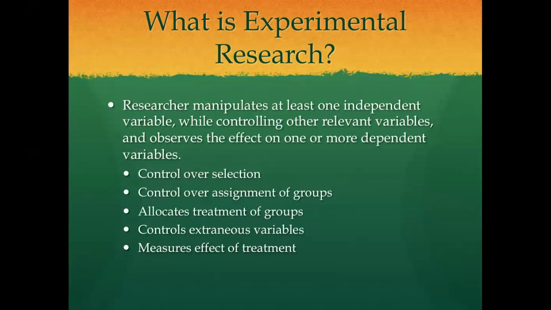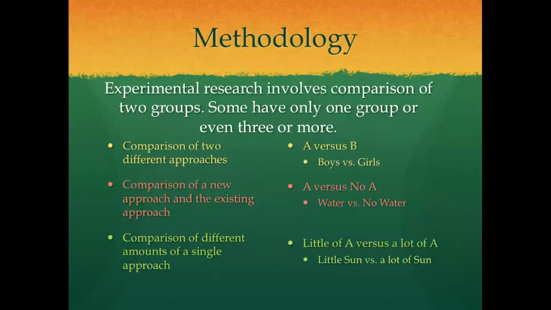Now we will talk about the methodology of experimental research. First, we must understand the comparison types of experimental research. Experimental research involves comparison of two groups, although not limited to only two, because some experimental research methods do offer the comparison within one group, and some even offer it with 3 or more groups. So here we'll talk about those different types of comparisons.